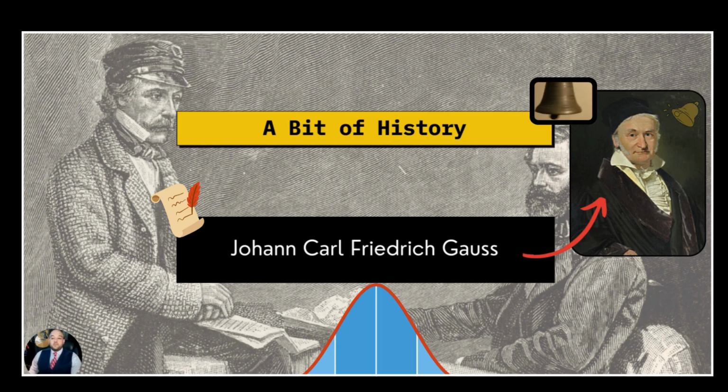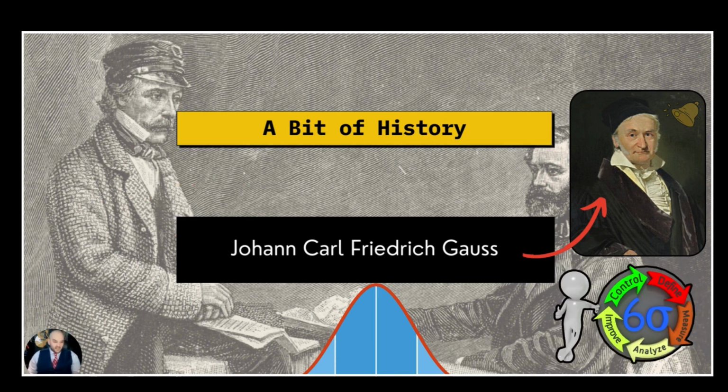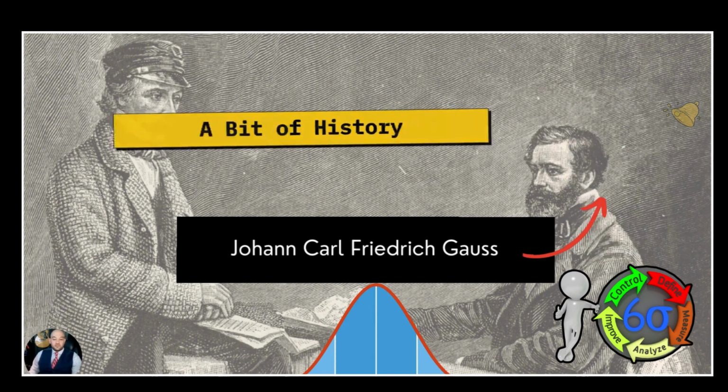While Gauss was instrumental in the development of the mathematical foundation of it, it's important to note that many statisticians and mathematicians over the years have contributed to the theory and application of normal distribution. In the Six Sigma portion of this, we talk a lot about different people that contributed to statistics over the years. But this guy set the stage for how we know normal distribution.